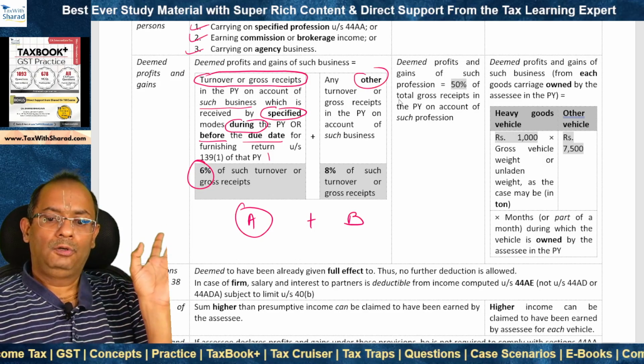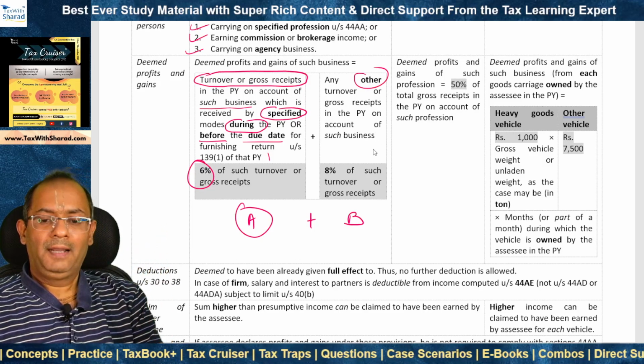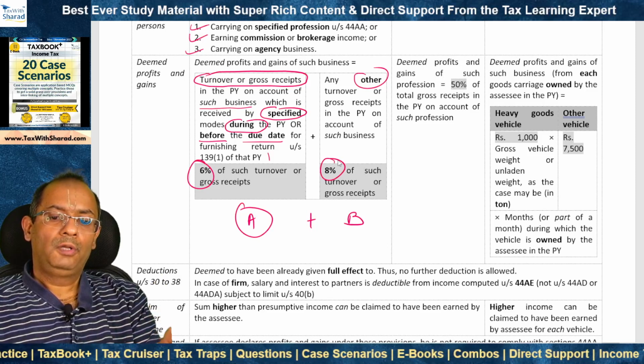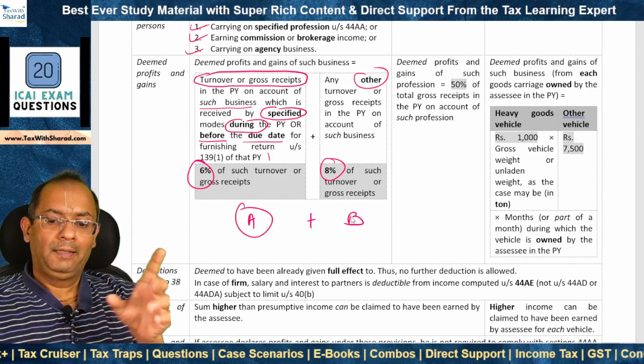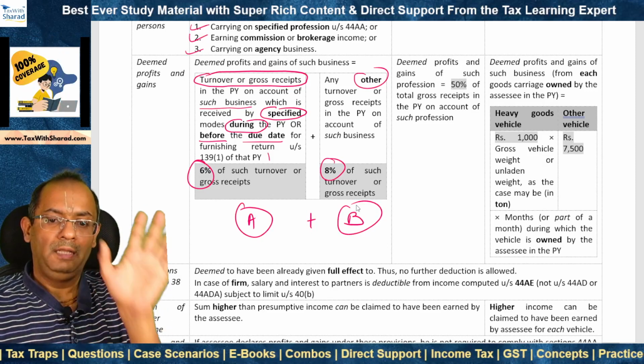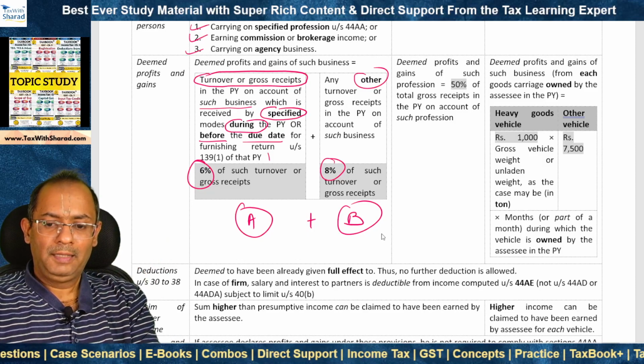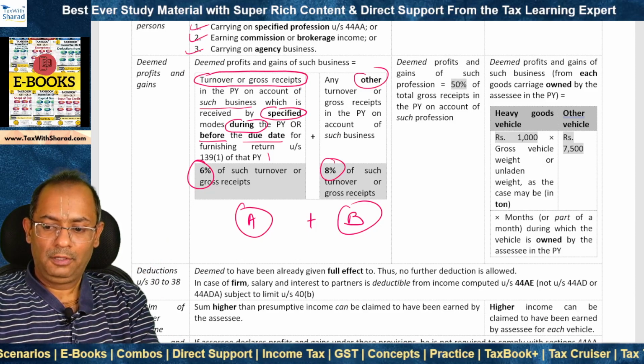For any other turnover or gross receipts, that is the second component. We compute a higher presumptive rate of 8% on that. That becomes B. A plus B is equal to deemed profits and gains of such business taxable under the head PGBP under section 44AD.